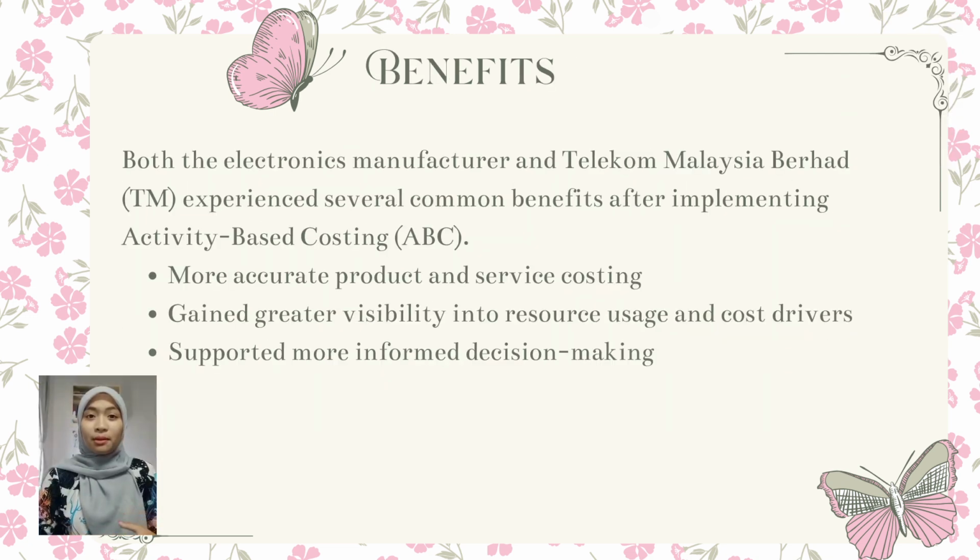In terms of benefits, both companies experienced better accuracy in cost allocation and improved their pricing decisions. They also gained clearer insight into resource usage, which helped improve budgeting and cost control. The electronic company used this data to identify and eliminate unprofitable products. Meanwhile, TM used ABC to understand customer profitability and adjust their service model accordingly. So, although the benefits were quite similar, each company applied them differently based on their industry needs. To conclude, the implementation of ABC helped both companies make smarter business decisions and manage their costs more effectively.